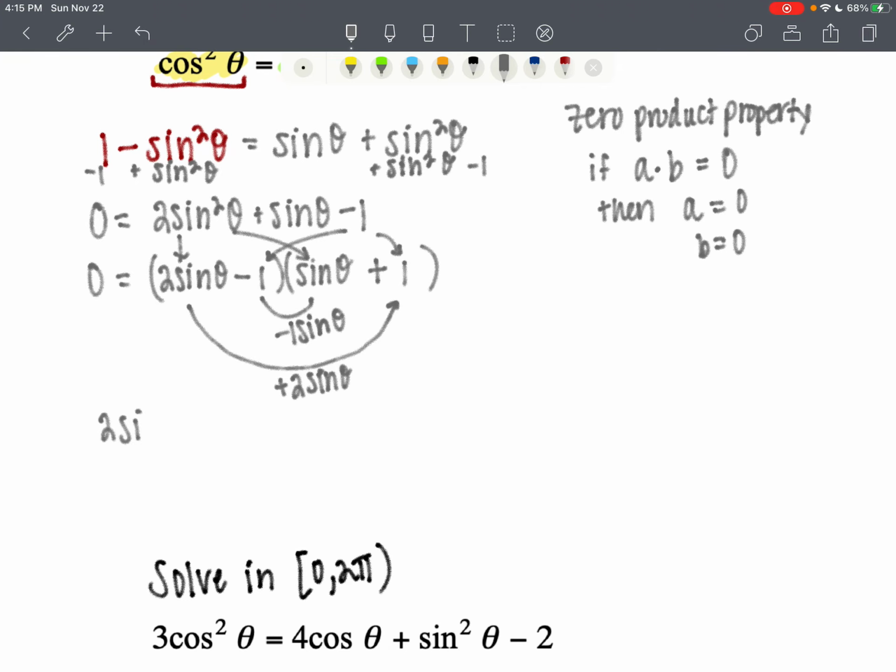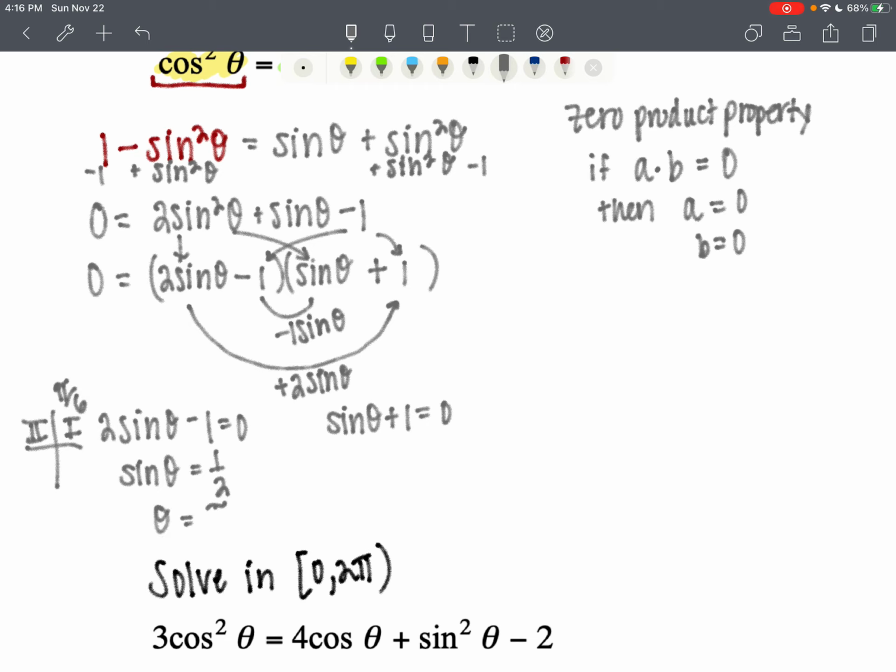We're going to use the zero product property. 2 sine of theta minus 1 equals 0. Sine of theta plus 1 equals 0. The sine of theta equals 1/2. That's going to happen in quadrants 1 and 2, and that's going to happen at a pi over 6 angle. So the pi over 6 angle is pi over 6 in quadrant 1 and 5 pi over 6 in quadrant 2. Here we have the sine of theta equals negative 1.